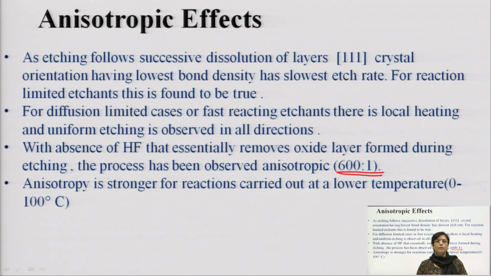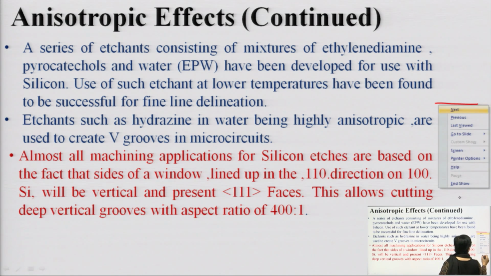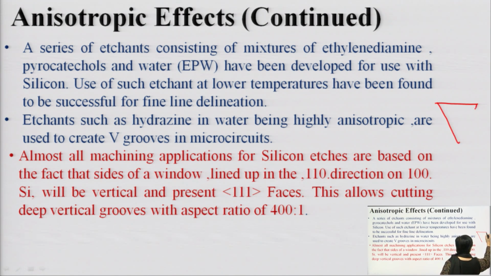Anisotropy is stronger for reactions carried out at lower temperatures, in the range of 0 to 100 degree centigrade. A series of etchants consisting of different mixtures have been used, and they give you very good results. Now, once you know how the etchant is going to behave, you know exactly the process through which it is happening. So, you know exactly how it is going to behave, and you can decide the size of the trench.